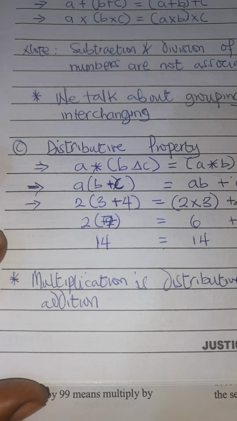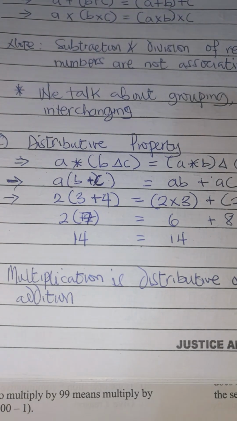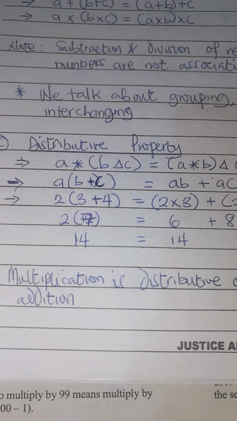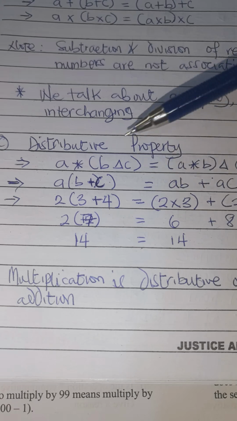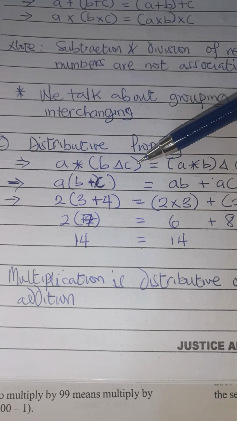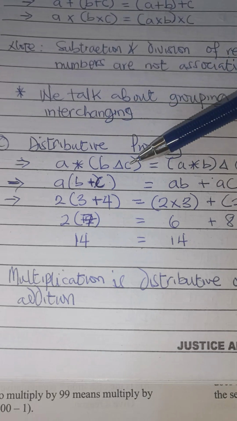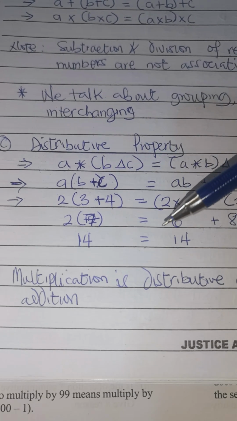Now let's move on to the distributive property. The distributive property says that here once again we are dealing with 3 operands, A, B, C, 3 different operands, but 2 operators. 3 operands, 2 operators. We can see this one here and this one here, and they are different symbols. So that is the idea.